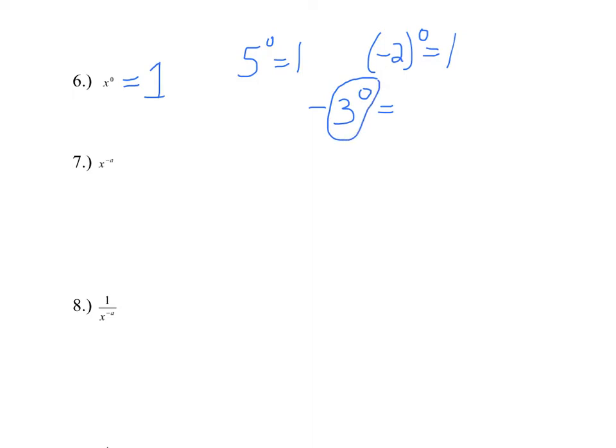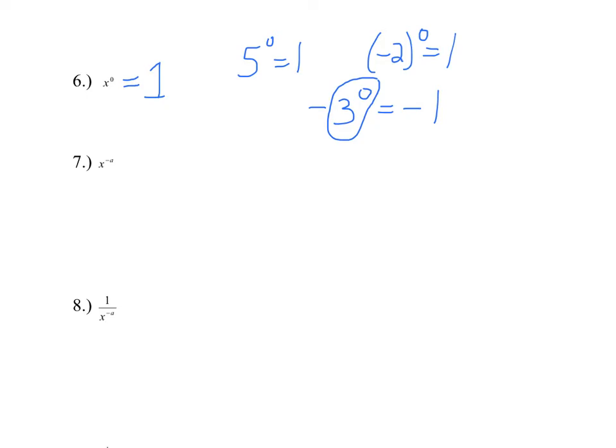So our first rule here, anything to the 0 power is 1. So 5 to the 0 power is 1. Negative 2 to the 0 power is 1. Be careful if you see something like this. This is not 1. If you write it like that, only the 3 is raised to the power of 0. So this is actually negative 1. Okay? So if we wanted to say the entire quantity negative 3 to the 0, we'd have to write it like we did the negative 2 up above.